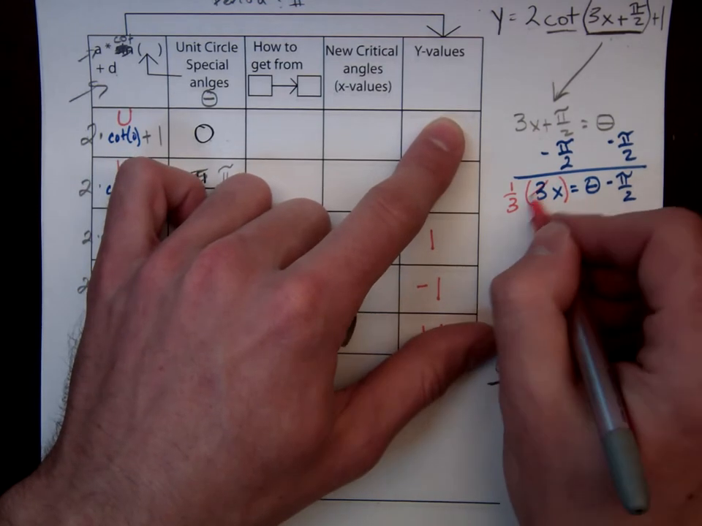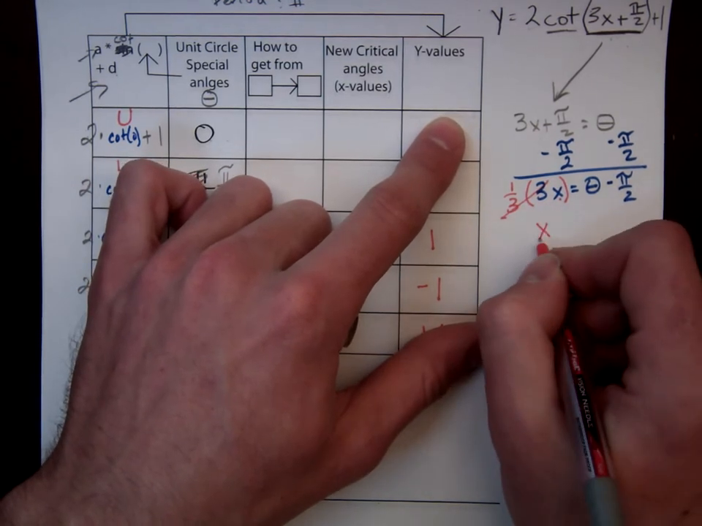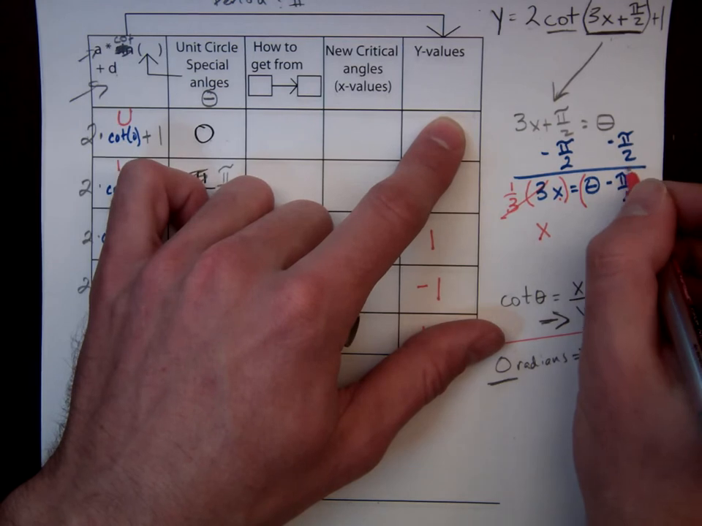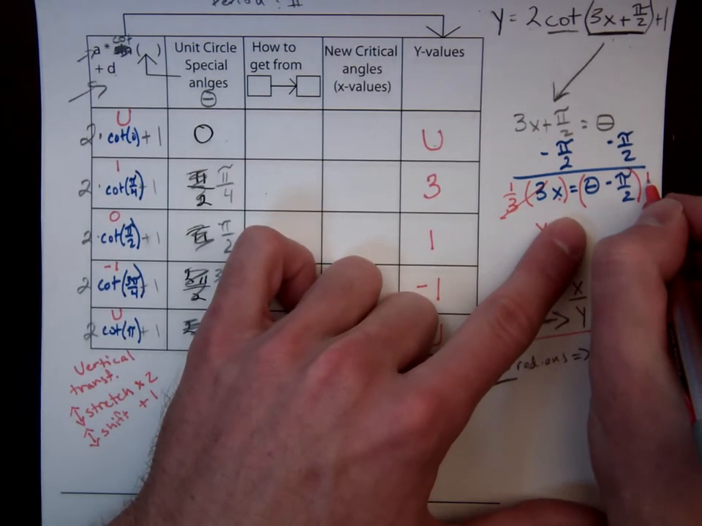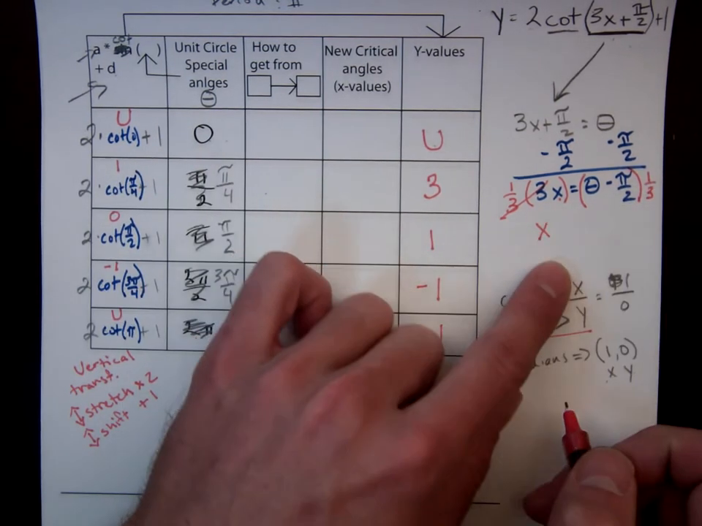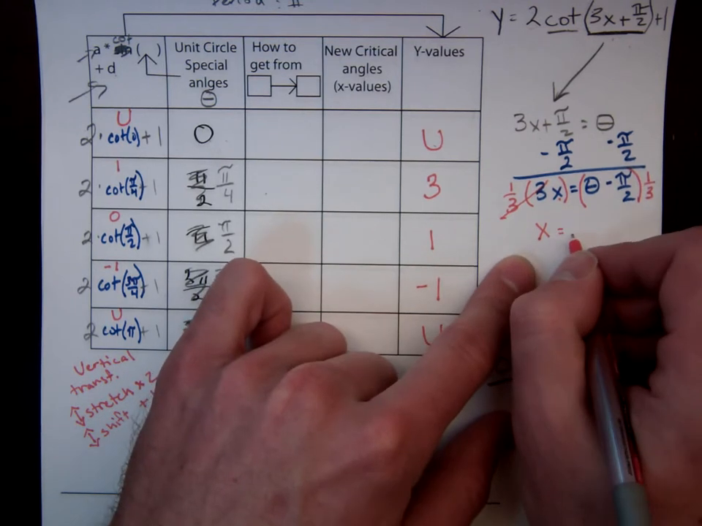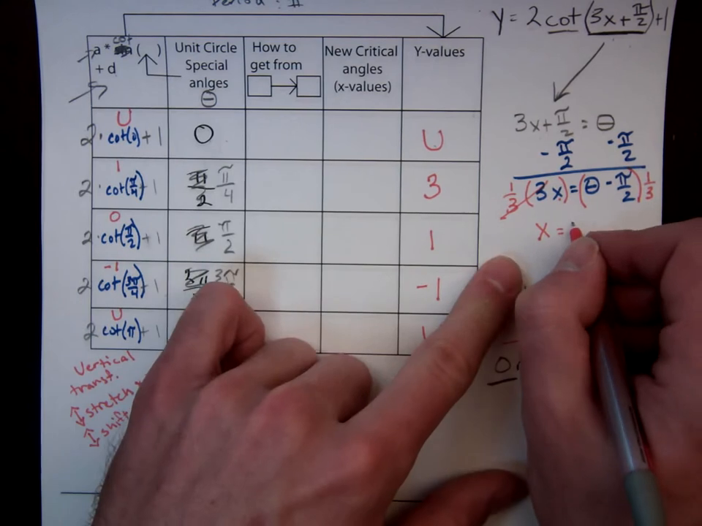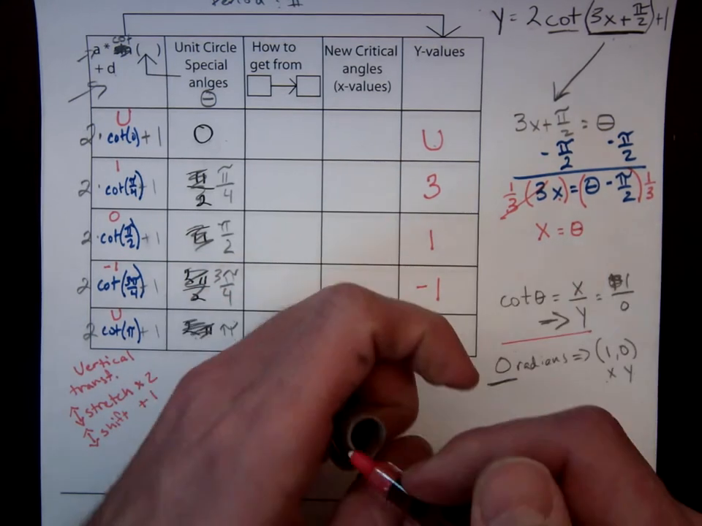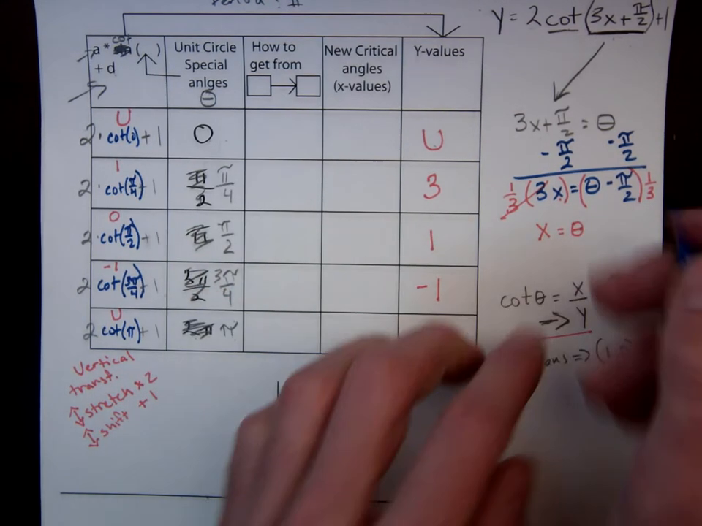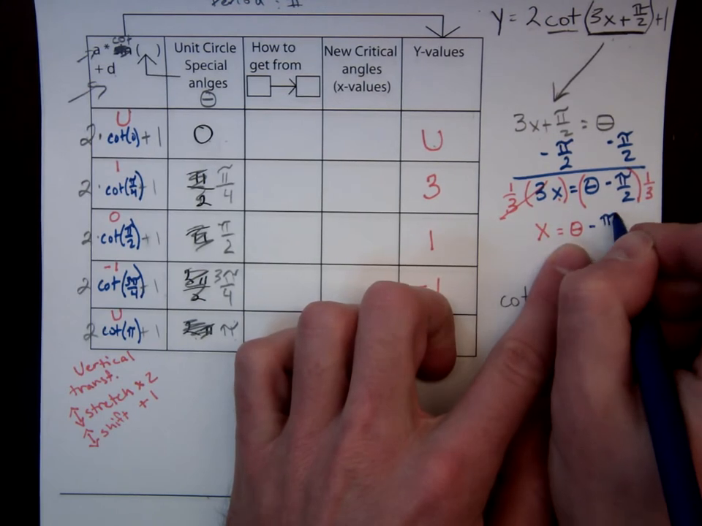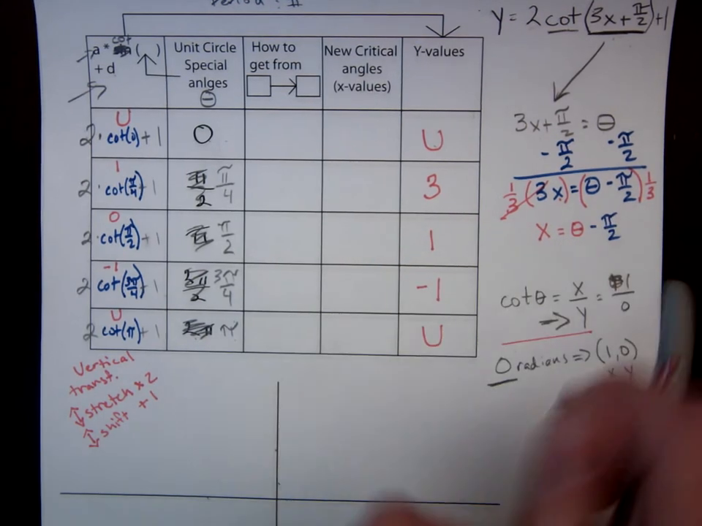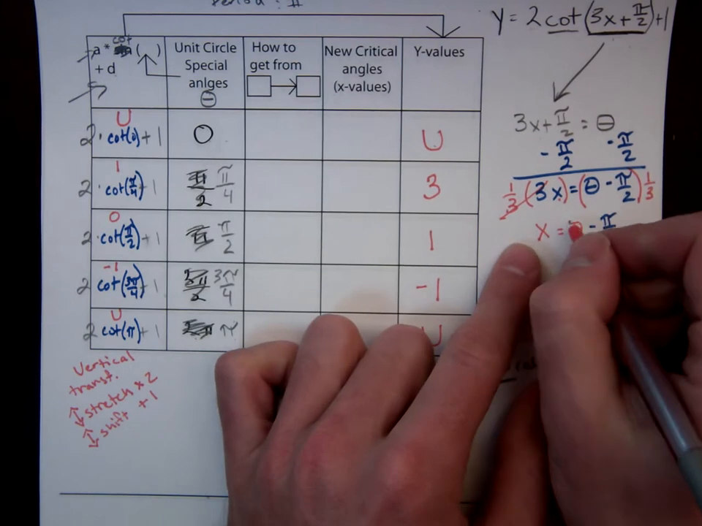That'll cancel this out, and I'll just be left with x. And then I have to do it to this side as well. And if you notice, when I multiply it, I'm multiplying the entire side by 1/3. So I get that x is equal to theta, whatever our theta value is here, minus pi over 2, all of that times 1/3.